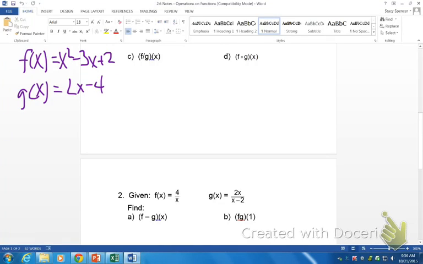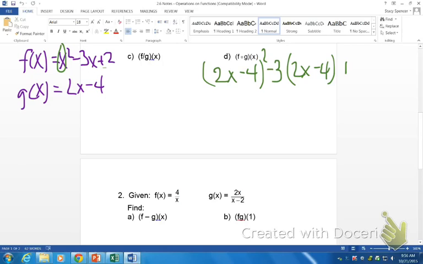Okay, so wherever we have the x in the f of x, remember we're going to replace it with the g of x. So in place of the x squared, we'll put the 2x minus 4. And then continue with the minus 3. You've got another x. Replace it with the 2x minus 4. And then continue with plus 2.